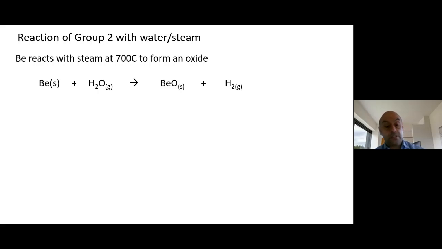And we get hydrogen gas formed as well. Look at the temperature of the steam, by the way, to get the beryllium to react: 700 degrees C. There is another reason for that high temperature, but you don't need to worry about that.